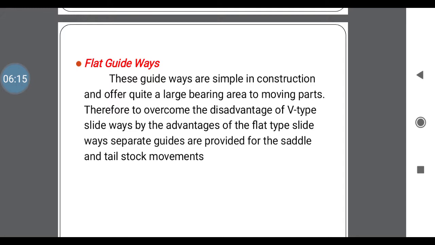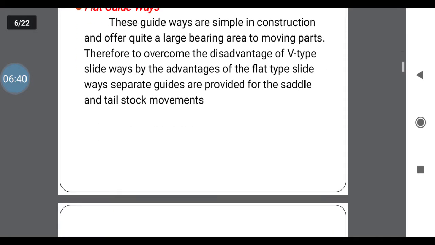That is, flat type slideways: separate guides are provided for the saddle and tailstock movements. In a lathe you may see this type of guideway for saddle and tailstock movements. In that movement we need some holding devices, and that type of holding device or guideway is the flat guideway. They are the same as V, but in structure they are simple, that is, flat.